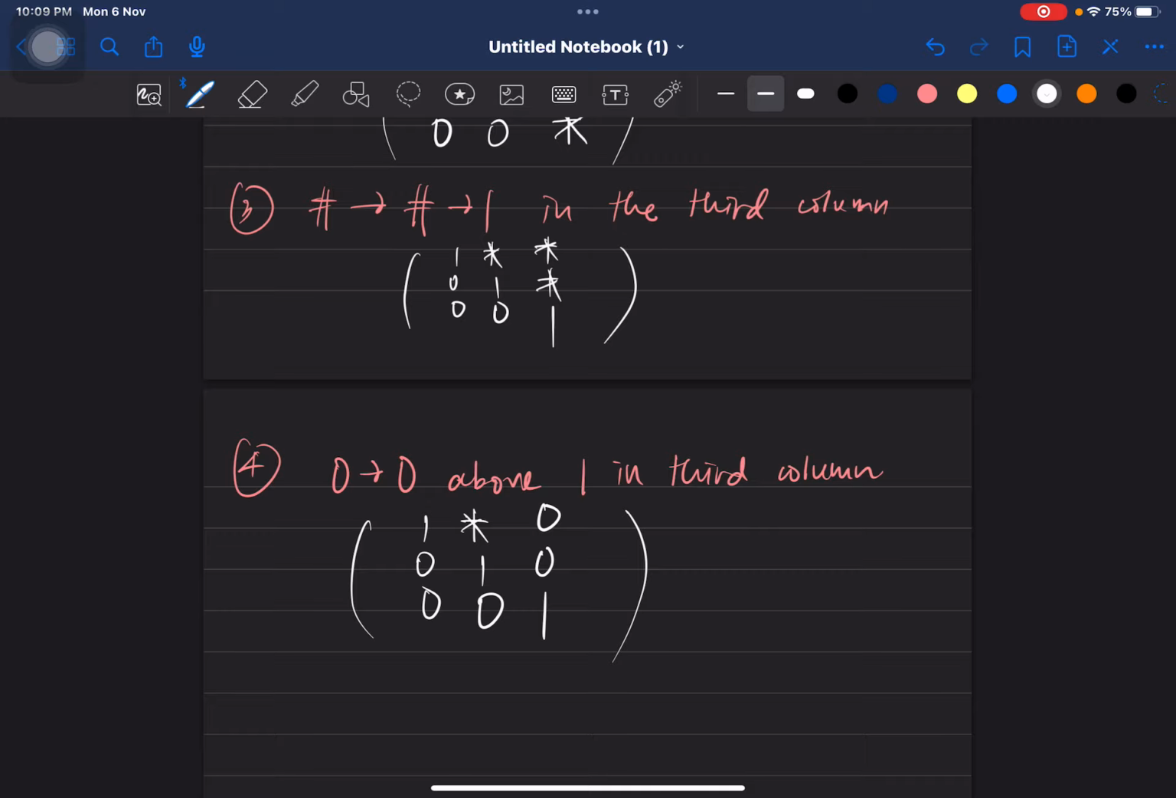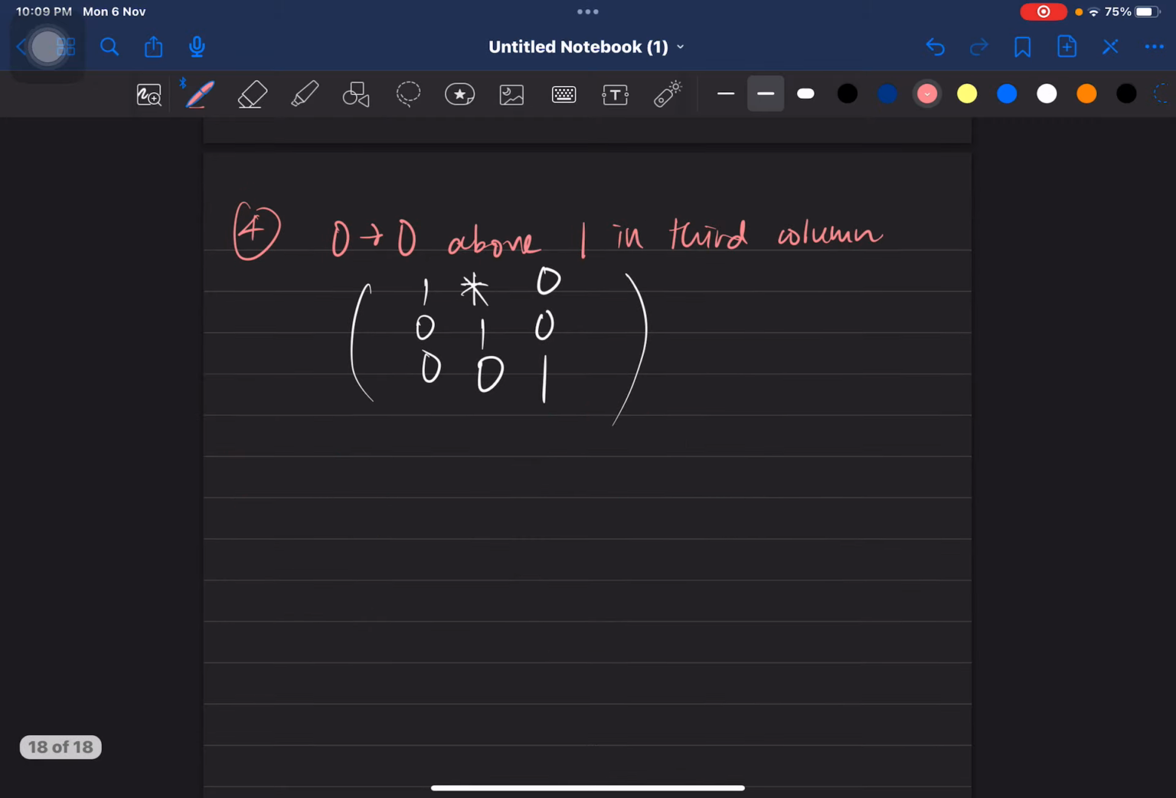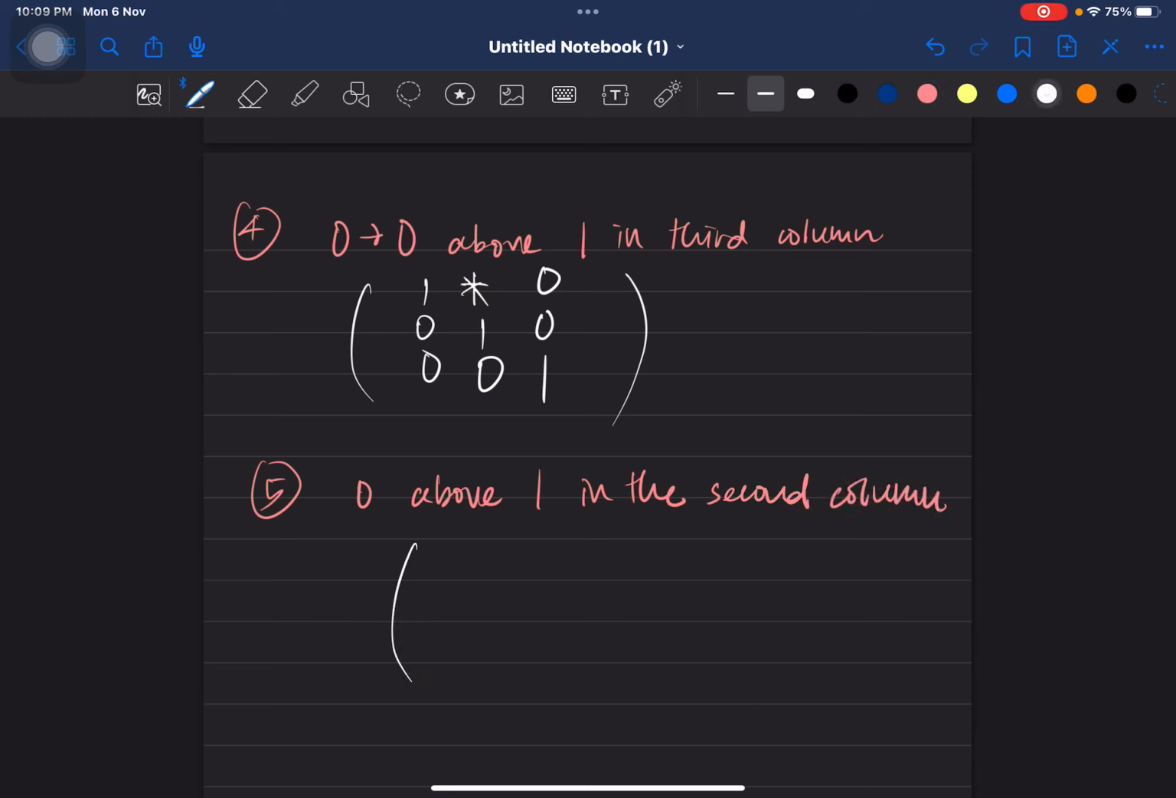Okay, and the last one, finally make the middle one become 0, above the 1 in the second column. So you get this. You get back the identity.